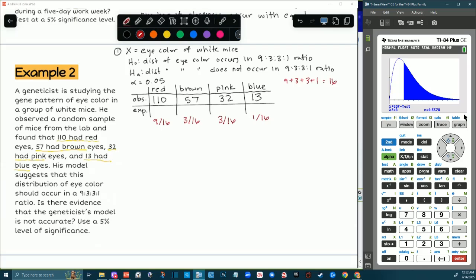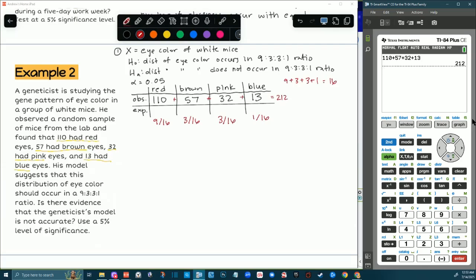So I'm going to add these up to figure out my total sample size. How many mice did I look at? So we get 110, 167, 197, 199, 199, 209, 212, I believe. Somebody check my math. I guess I can check my math. Yeah, I can do math in my head.